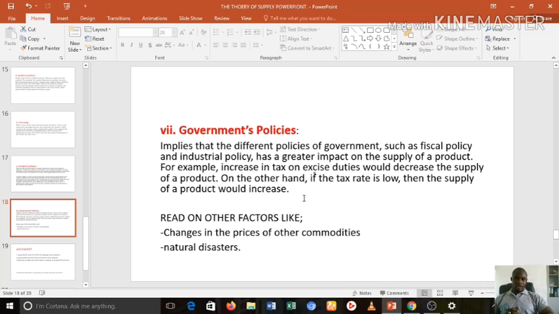Thank you very much for your time. This is your assignment. Your assignment is for you to read on the changes in the price of other commodities. There are other factors that will influence the supply of goods and services. One of the factors is changes in the price of other commodities, and another one is natural disasters.